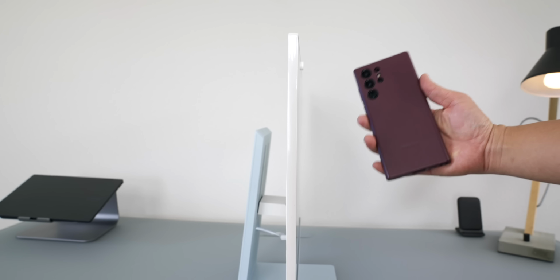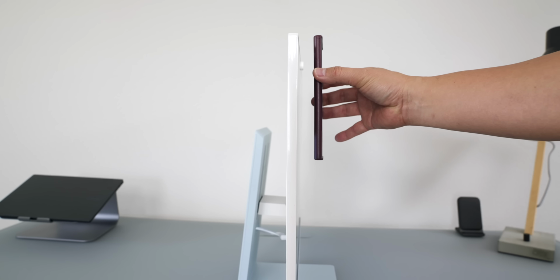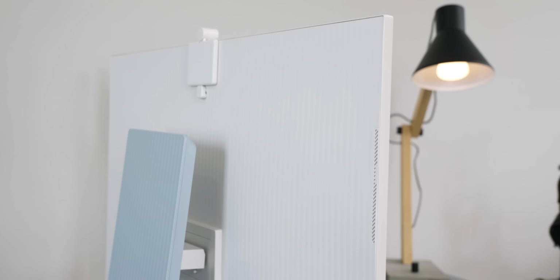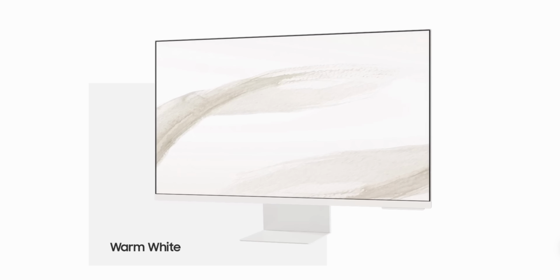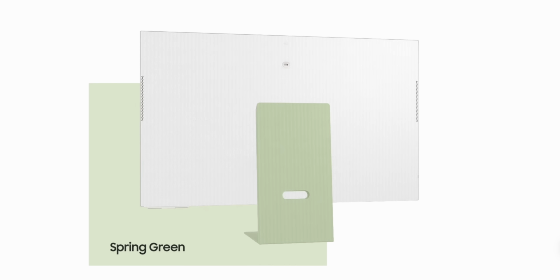It's 11.4 millimeters at its thinnest point, so it's noticeably thinner than the M7. It has a nice herringbone texture on the back to give it that premium look, and the overall aesthetic is so clean. It comes in four different colors, so it matches your home decor. This is the daylight blue model, and it's very subtle, so it matches up nicely with my setup. But it also comes in warm white, sunset pink, or spring green, so you can choose which one that you like best.